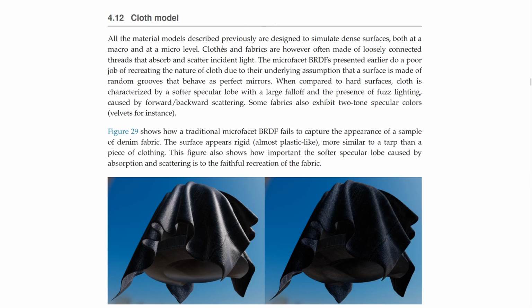Clothes and fabrics, however, are often made of loosely connected threads that absorb and scatter incident light. The microfacet BRDFs presented earlier do a poor job of recreating the nature of cloth due to their underlying assumption that the surface is made of random grooves that behave as perfect mirrors. When compared to hard surfaces, cloth is characterized by a softer specular lobe with a large fall-off and presence of fuzz lighting caused by forward and backward scattering. Some fabrics also exhibit two-tone specular colors, for example, velvets.